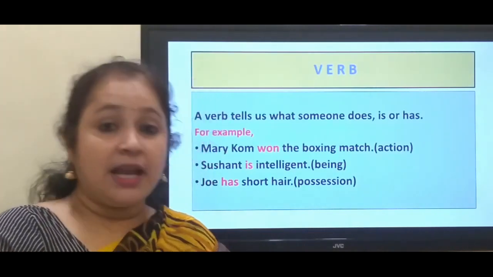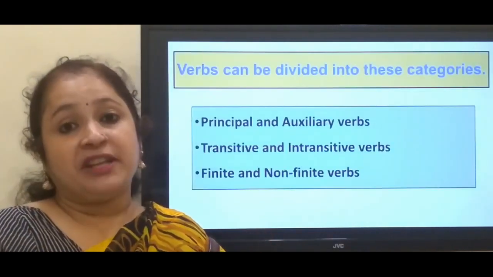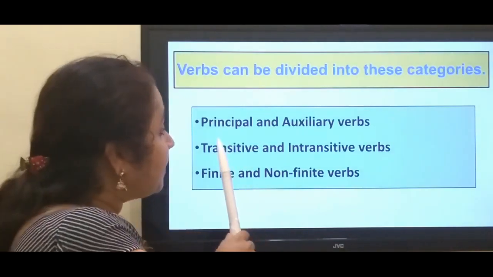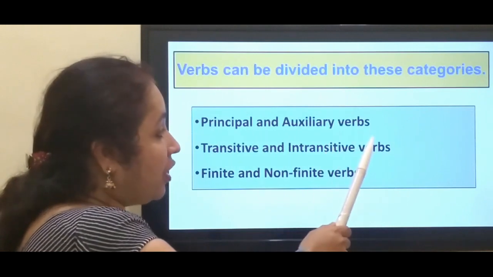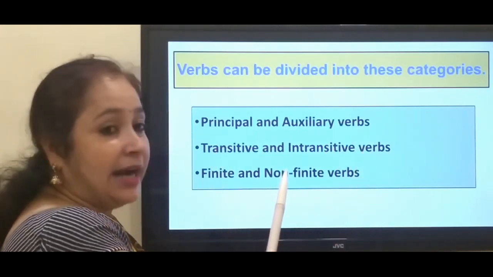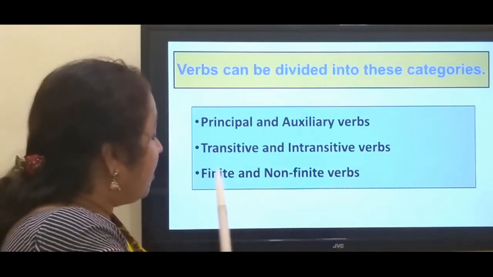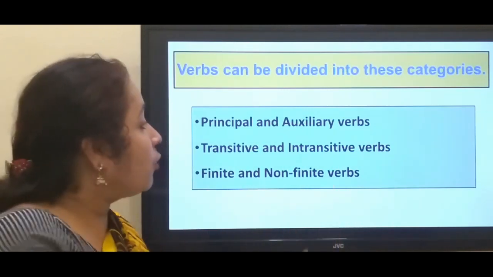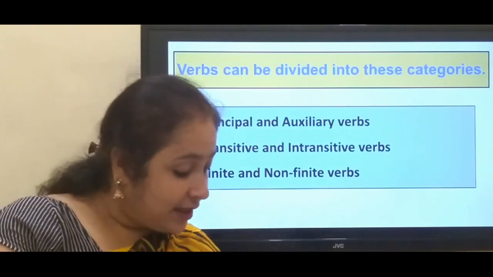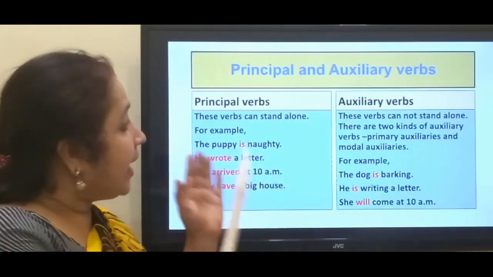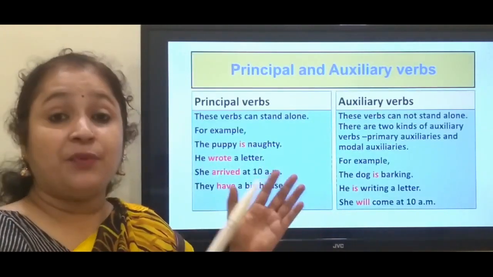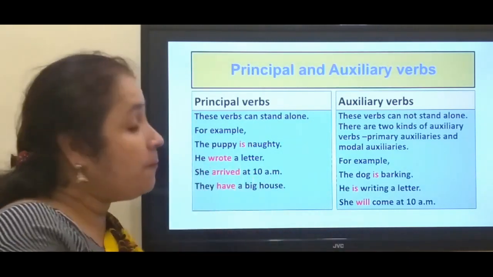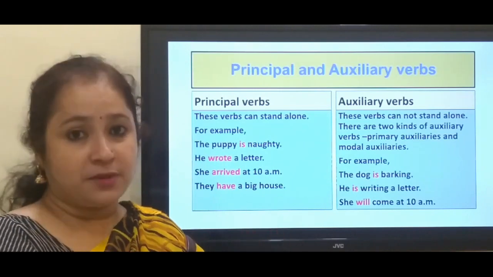Let's move ahead and talk about different categories of verbs. These are principal and auxiliary verbs, transitive and intransitive verbs, finite and non-finite verbs. Let's talk about principal and auxiliary verbs. Here is a table, students, that will help you to understand the difference between principal verbs and auxiliary verbs. Let's see.